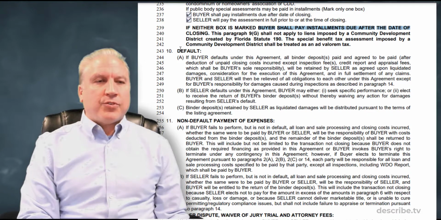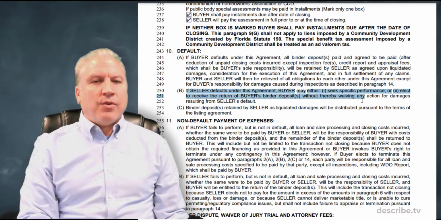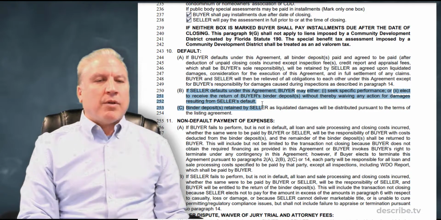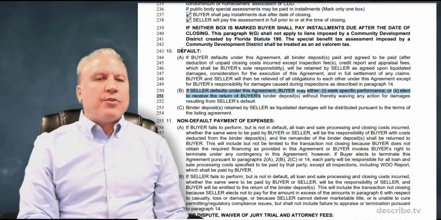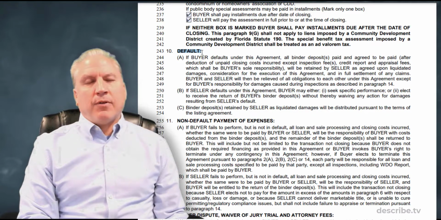What about default? Who gets the advantage if somebody defaults? If the buyer defaults, the binder deposits may go to these fees and then be retained by the seller. If the seller defaults, the buyer might be able to sue or get a return or do other things. Basically, understand what the remedies are upon default.